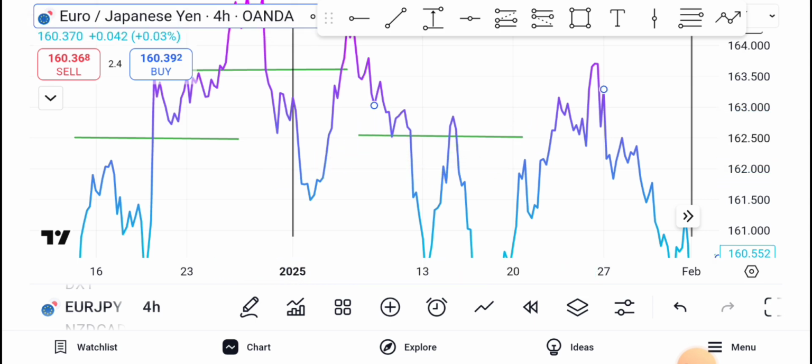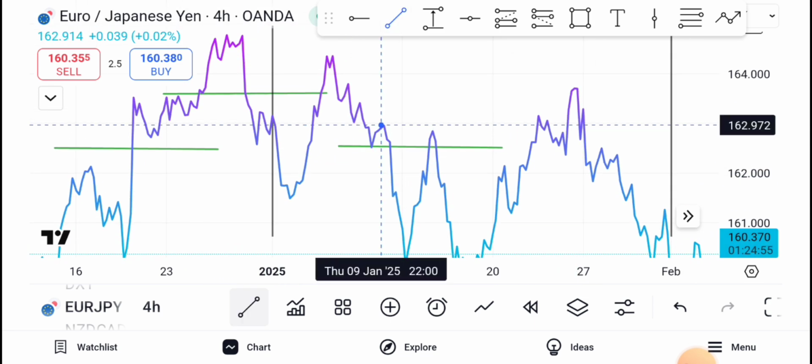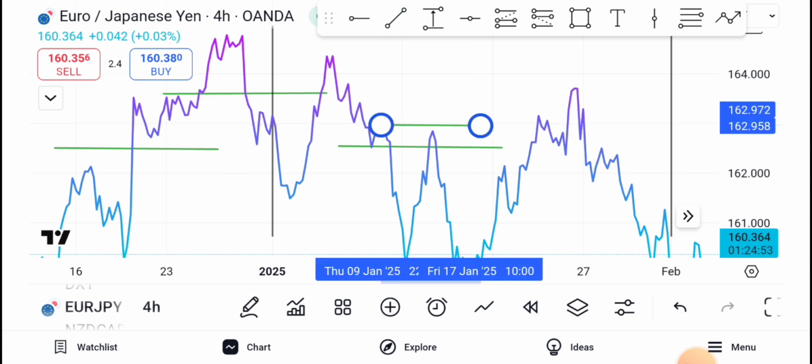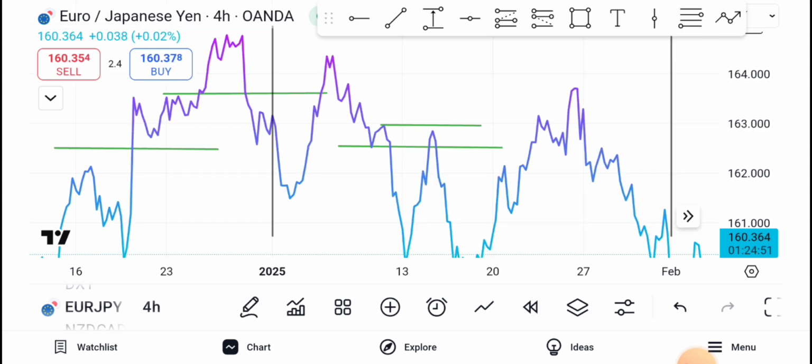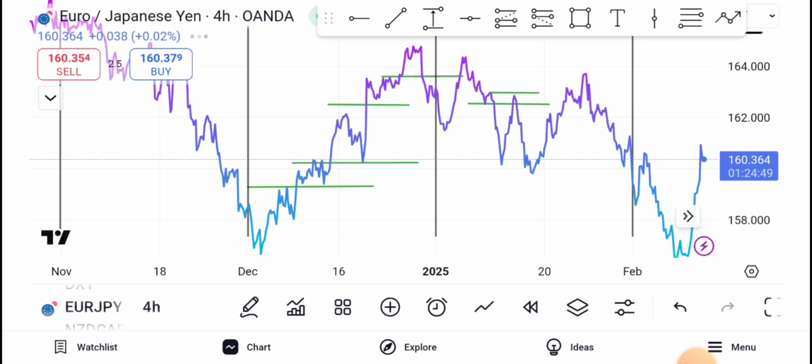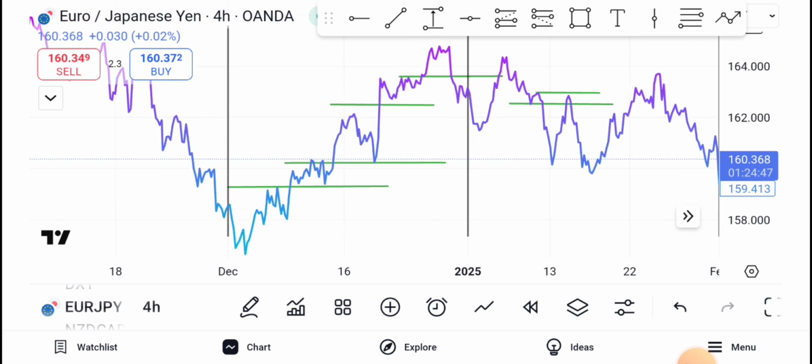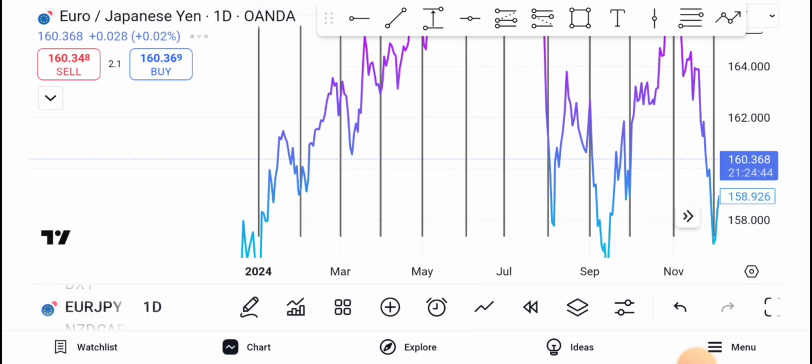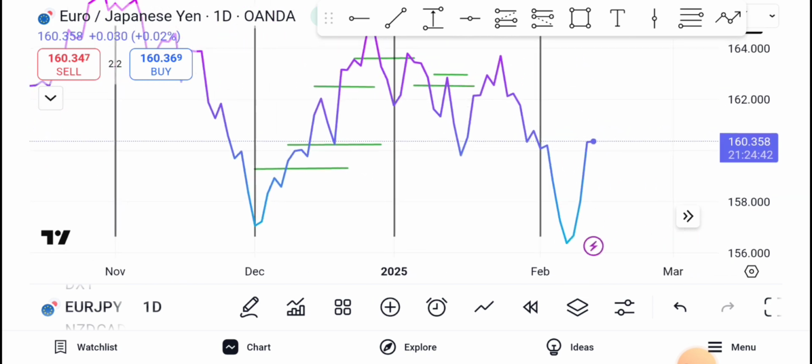Because of this level, we grabbed some liquidity on top of this level here, and then we shot all the way to the downside. You see how clean it is. Let's go back to the daily. So you'll be marking your zones on the daily.